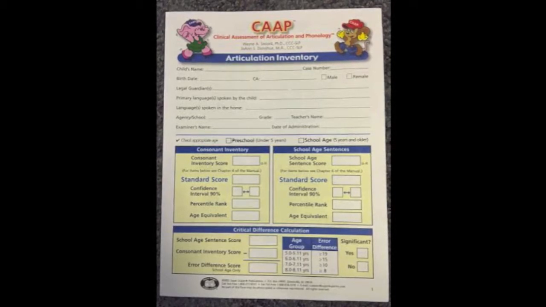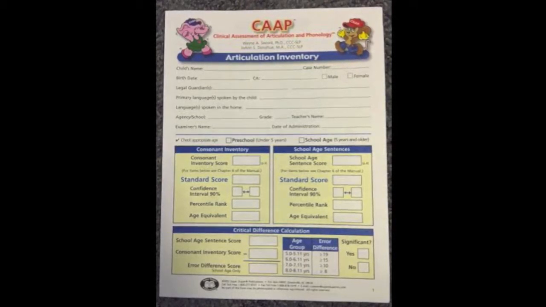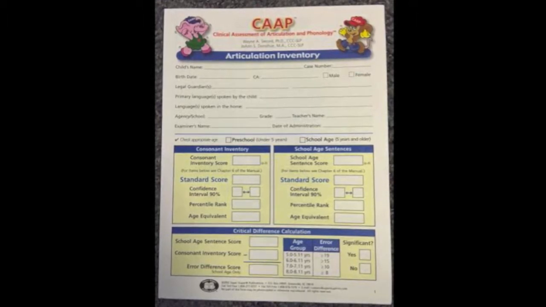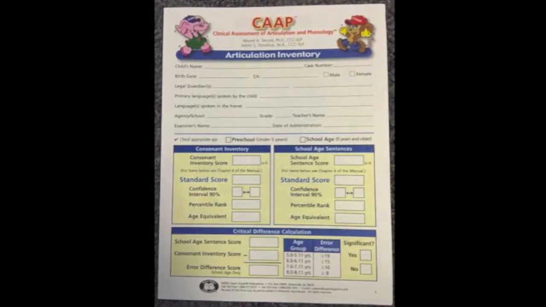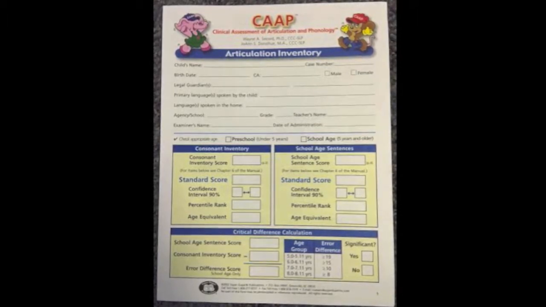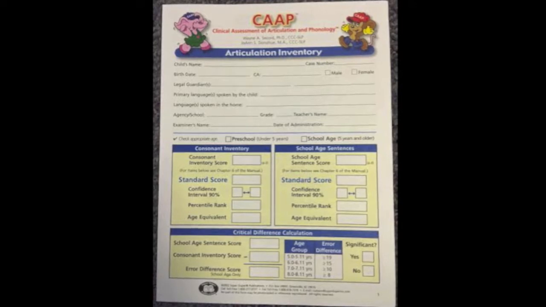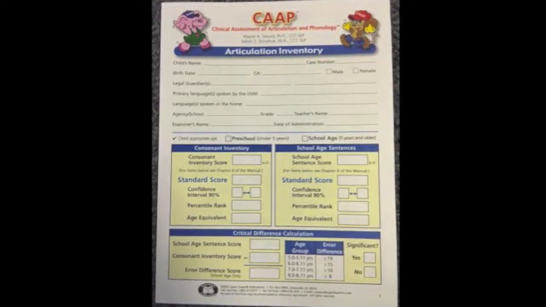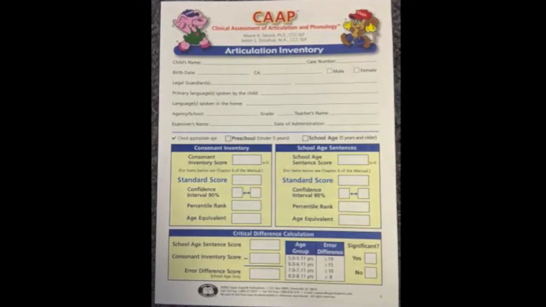Determine the standard score, confidence intervals, percentile rank, and age equivalent by converting the school age sentence score from the norms table located in Chapter 6. Determine the error difference score by subtracting the consonant inventory score from the school age sentence score. Determine if the difference is significant by using the table provided in the critical difference calculation box.